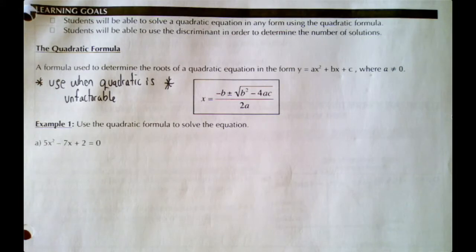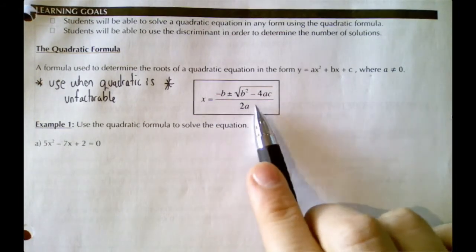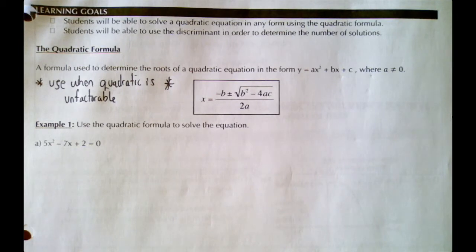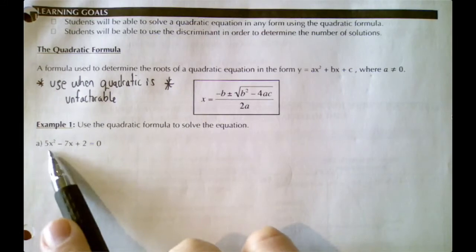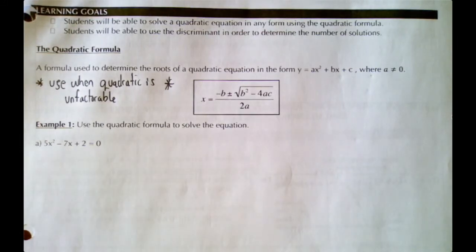So in example 1, it says use the quadratic formula to solve the equation. So it's asking us to use this formula, so it doesn't want us to solve by factoring. Even though we could solve this by factoring, we could look for the numbers that multiply to 10 and add to negative 7, and they exist, and we could solve by factoring. But we're not going to. We're going to try to use this new equation.